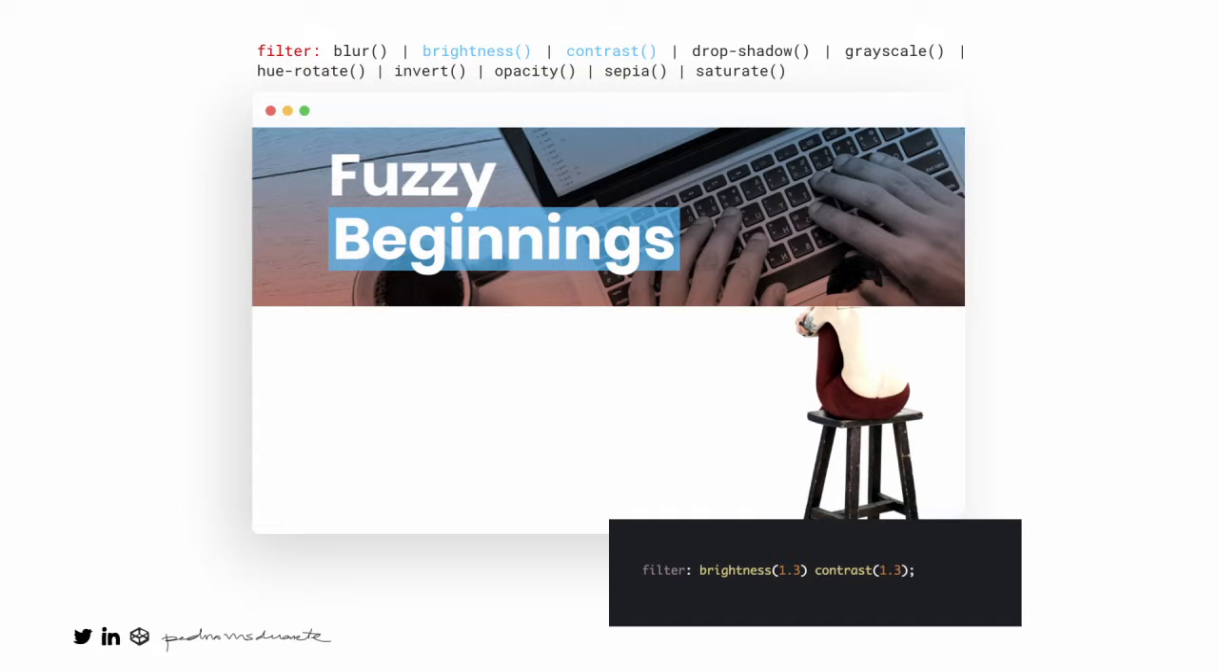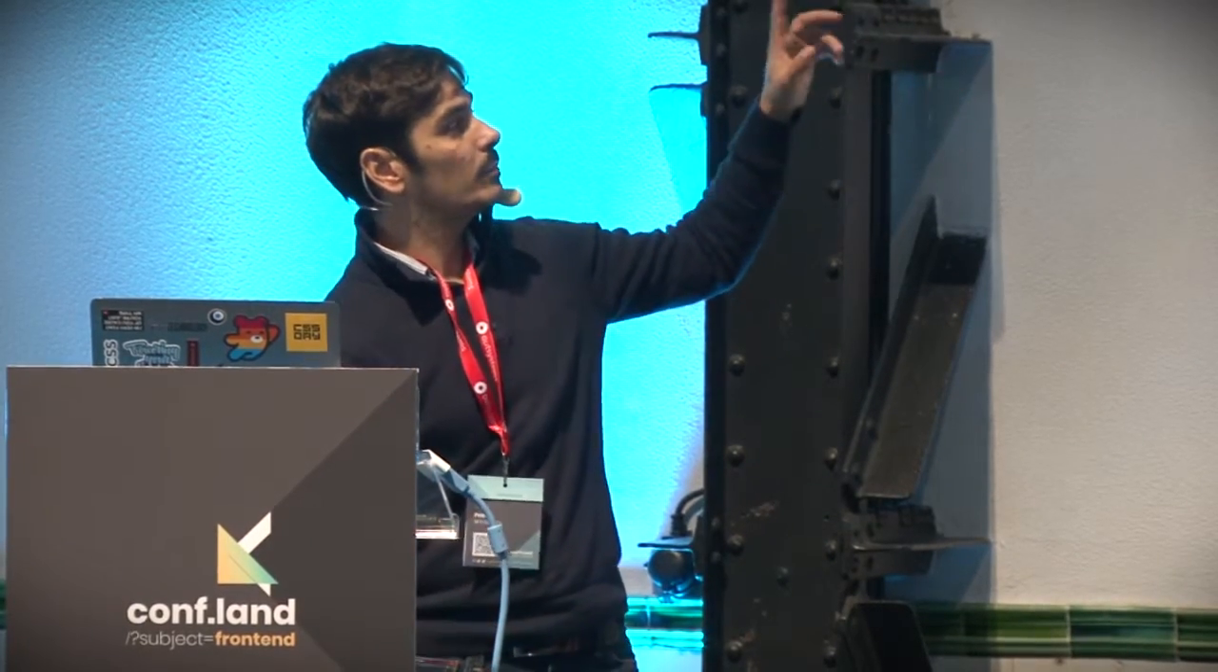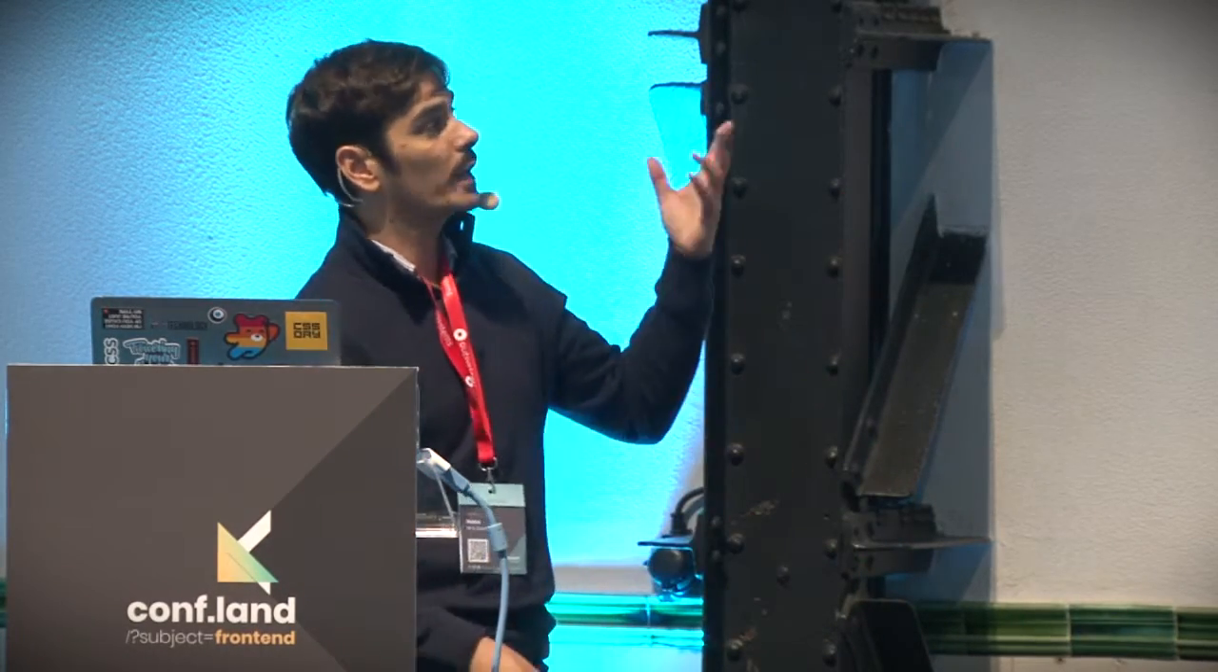To make that background whiter, and because I'm a designer and I know that to make the background whiter I need more brightness and contrast on the image, that's what I did. I just applied the filter brightness and contrast. We can add various filters in the same property to get the result we want.